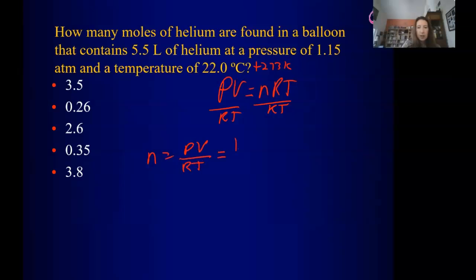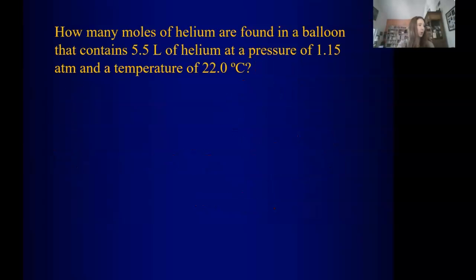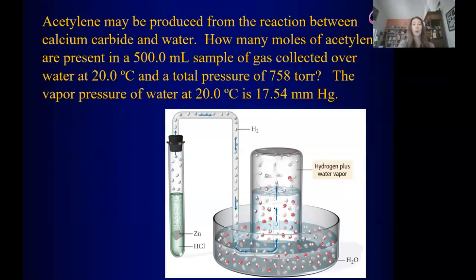Our pressure is in atmospheres. Our volume is already in liters. Our R, again, whichever R, and then our temperature is 295. And when we do that, we get 0.26 moles. See, easy one, right? Straightforward, easy question. Maybe we have time for one more. Okay, so 0.26, yes, great question.